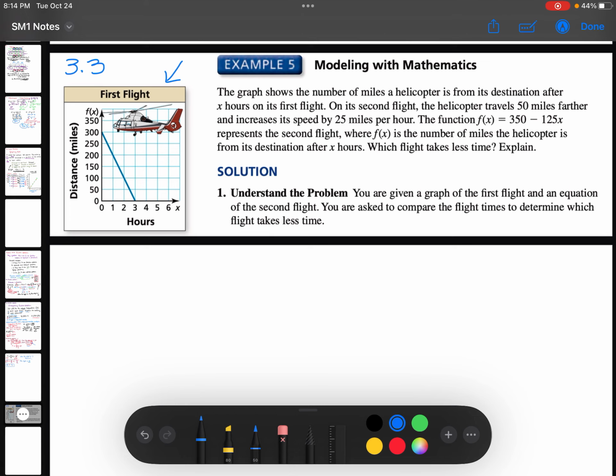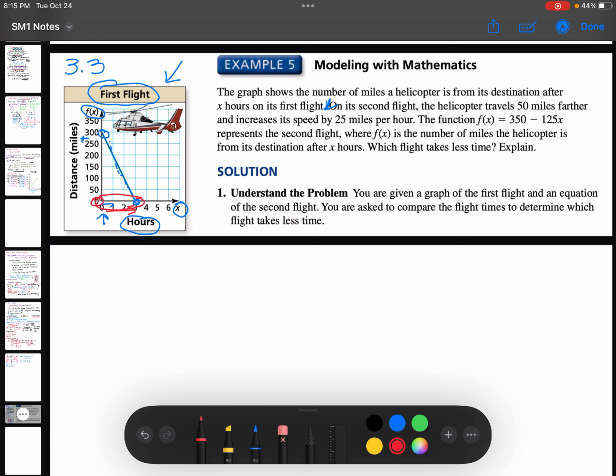So I'm going to stop here. Actually, I stopped right here to analyze the graph on your left. The first flight, right here. Distance in miles corresponds to the y values or the output, and hours corresponds to the x-axis or the input. As you can see, at 0 hours, you are 300 miles away from your destination. As the time goes by, you are getting close to your destination. So it means that after 3 hours, you are now at your destination.